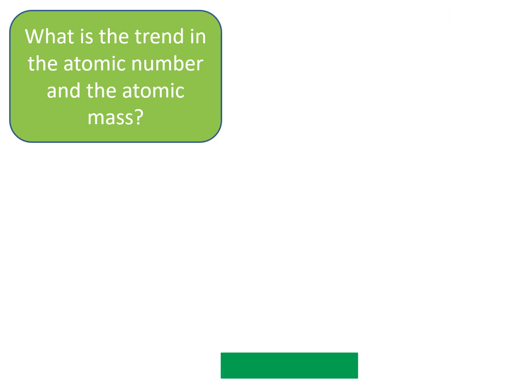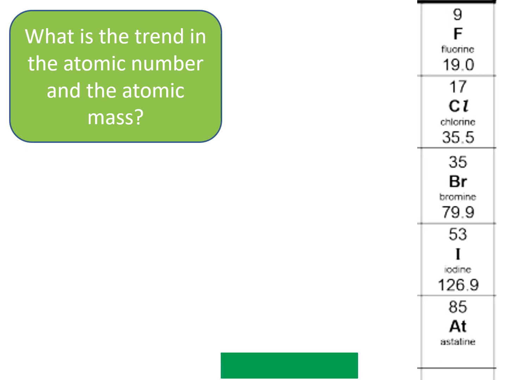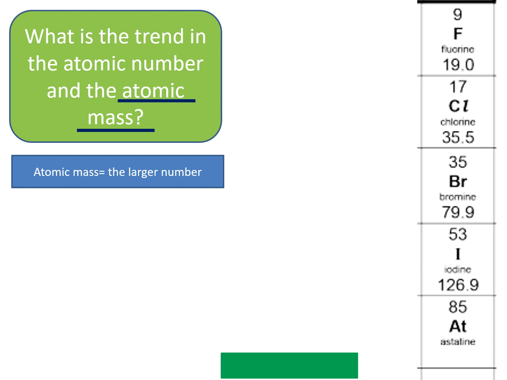So the question also asks about atomic mass. Now you need to know your atomic mass is your larger number. So again, we're going to whip through this. We're going to look at these masses here, these bottom numbers. You'll notice astatine doesn't have a mass. I wonder what possible question they could be wanting to ask us next.